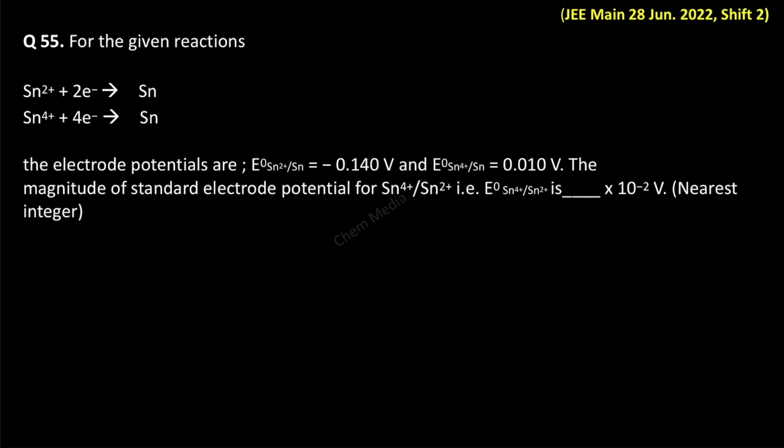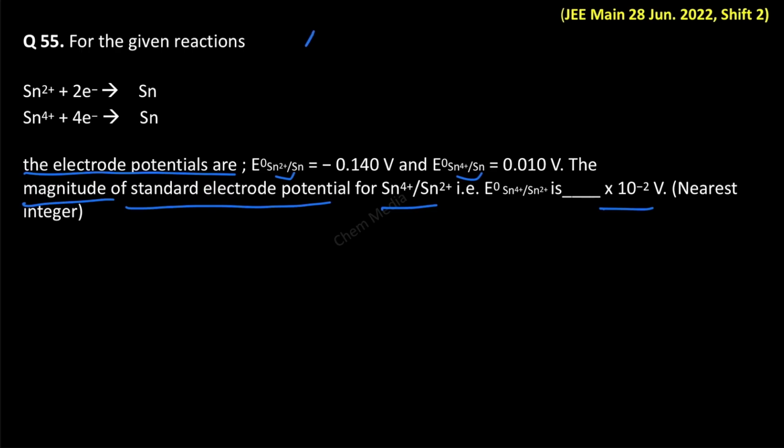For the given reactions, the electrode potentials are given, tin 2 plus becoming tin and tin 4 plus becoming tin. The magnitude of the standard electrode potential for tin 4 plus becoming tin 2 plus is how much? We have to find out the answer in terms of 10 to the power minus 2 volt. So if it becomes negative, then we have to change the sign, but if the value comes positive, we are going to keep it as it is.